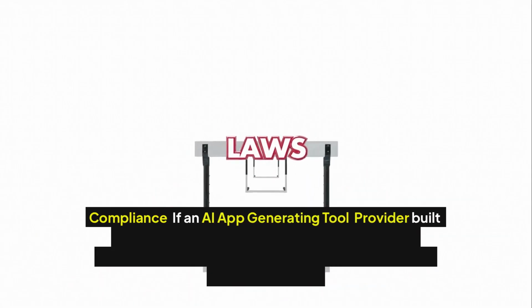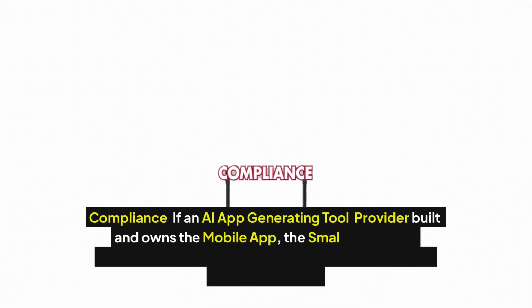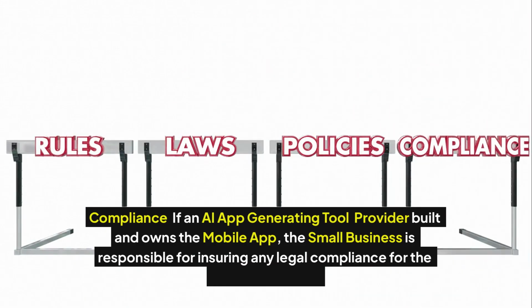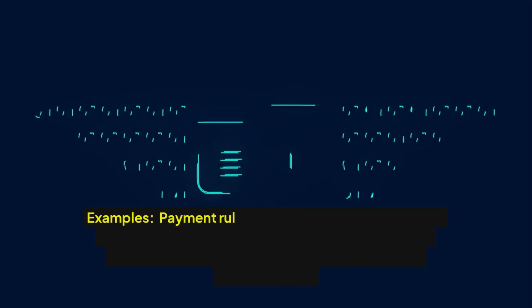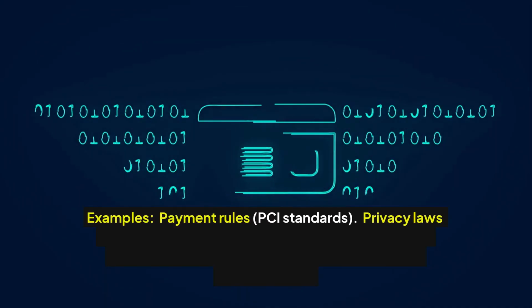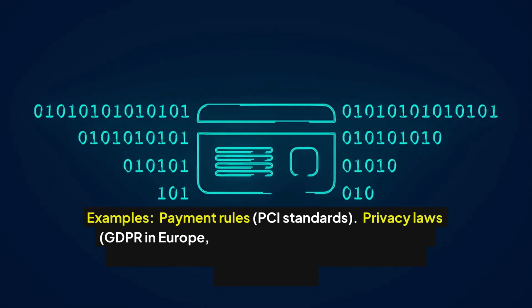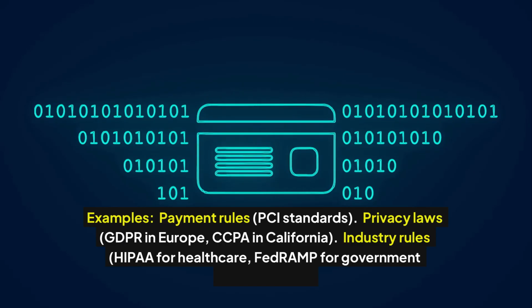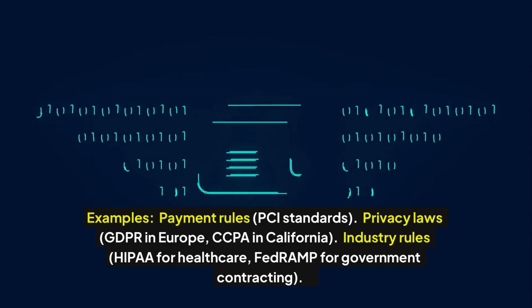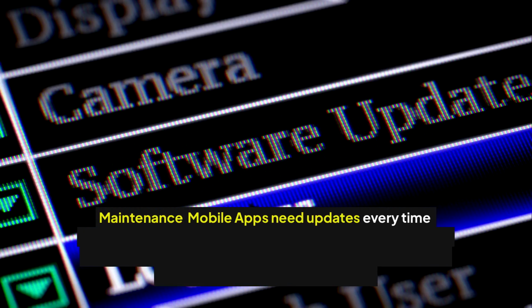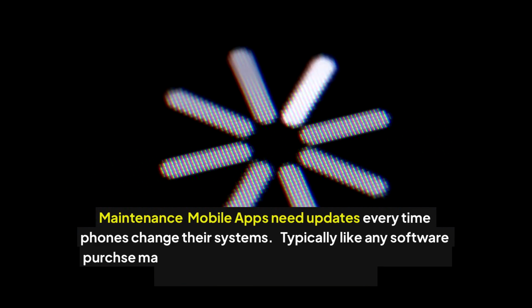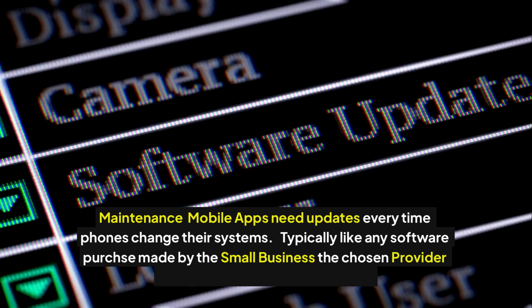Compliance. If an AI app generating tool provider built and owns the mobile app, the small business is responsible for ensuring any legal compliance for the small business. Examples: payment rules, PCI standards, privacy laws, GDPR in Europe, CCPA in California. Industry rules, HIPAA for healthcare, FedRAMP for government contracting. Maintenance. Mobile apps need updates every time phones change their systems. Typically, like any software purchase made by the small business, the chosen provider should have procedures in place.